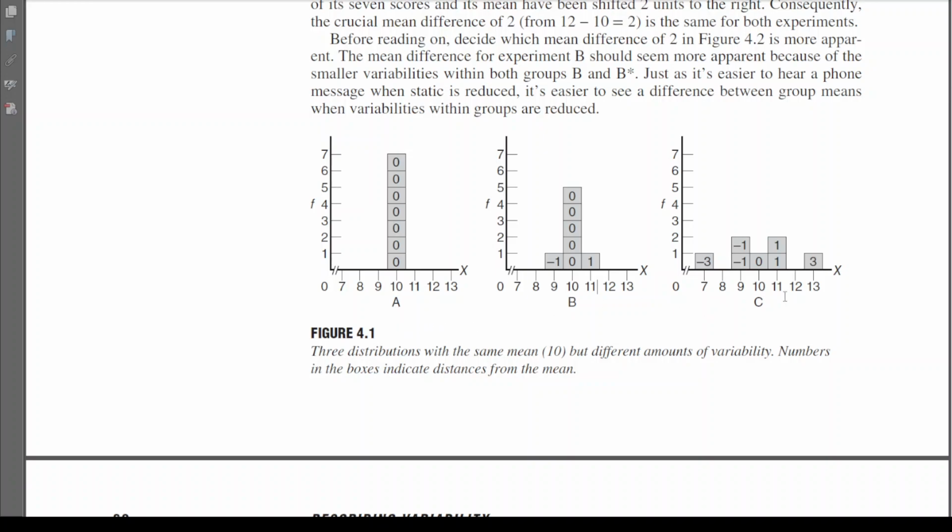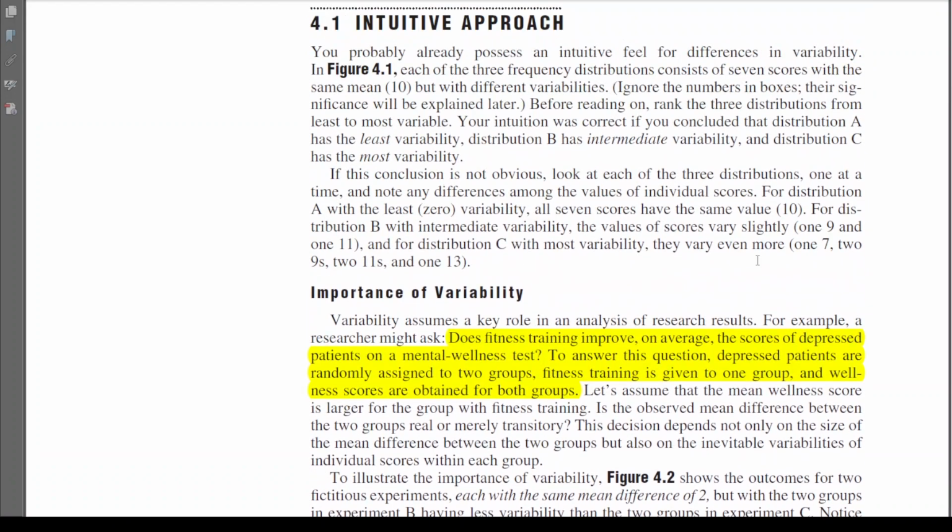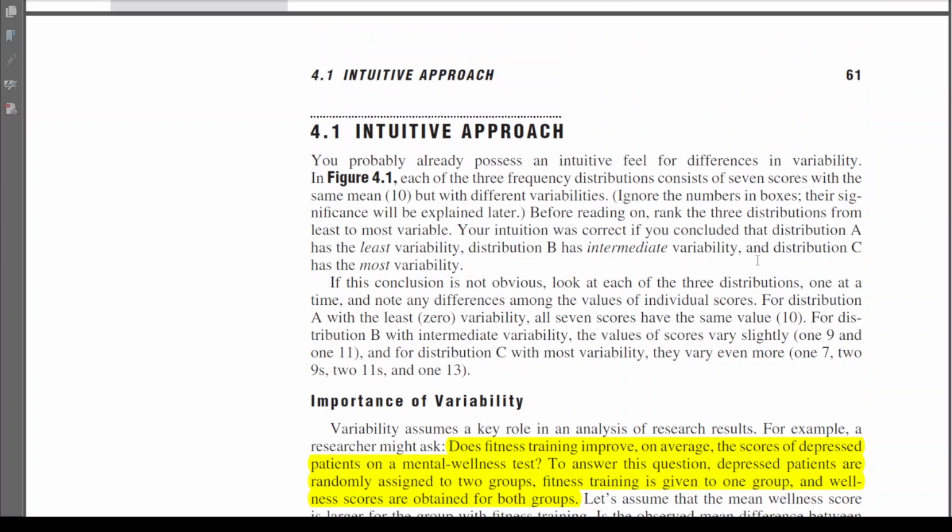Coming to distribution C, what we see is that there is one value which equals 10, there are two which equal 9, there are two which equal 11, and there are two which equal 7 and 13. So in a sense, this group is the most varied. It asks us to rank the three distributions from least to most variable before reading on.